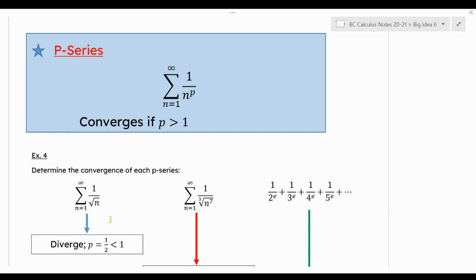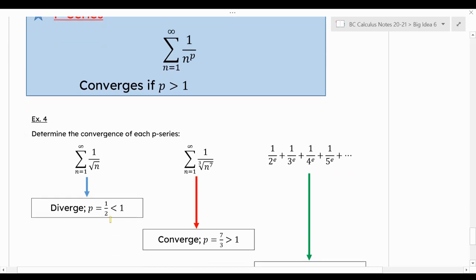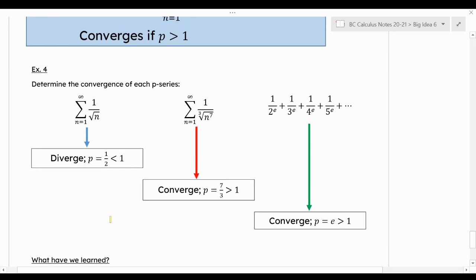1 over the cube root of n to the 7th. Well, that is a p series. P is 7/3. Well, 7/3 is bigger than 1. That means that series converges. It's a p series. It's a snap. This last one here, 1 over 2 to the e, 1 over 3 to the e, 1 over 4 to the e. Doesn't that line up with 1 over n to the e? And guess what? E is bigger than 1. That means it's a convergent p-series. P-series are a snap. Very easy.